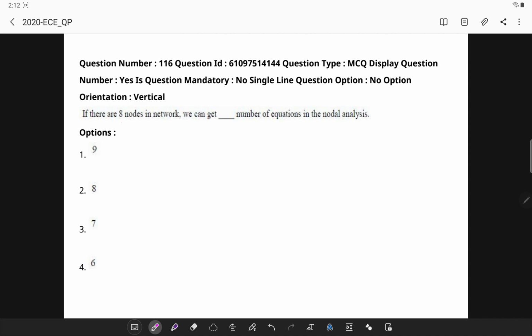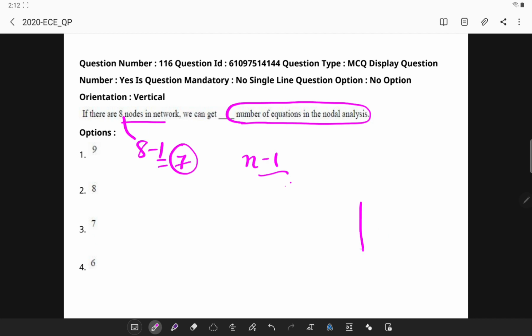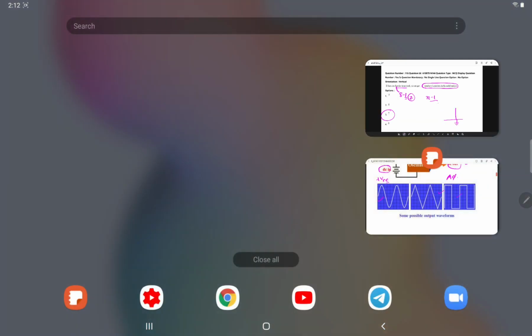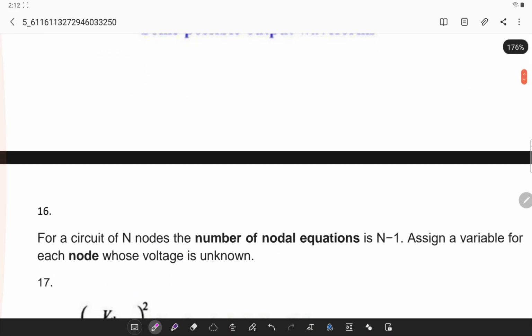If there are 8 nodes in a network, what is the number of nodal analysis equations? This will be n minus 1, where n is the number of nodes, 8 minus 1, which is 7, because I will be taking 1 as a reference node. So for a circuit of n nodes, the number of nodal equations will be n minus 1, and you assign a variable for each node in this case.